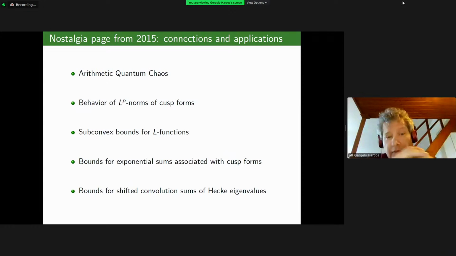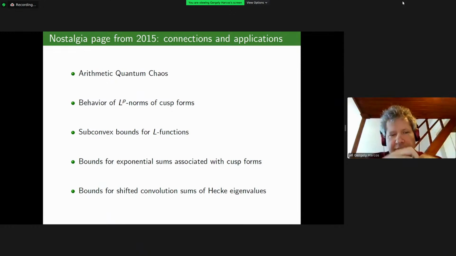Another obvious connection: once you study the sup-norm of cusp forms, you can also study other Lp norms, or even more general Sobolev norms of cusp forms, and those are very interesting questions that address other kinds of value distribution of cusp forms. Another obvious connection is with the subconvexity bounds for L-functions.